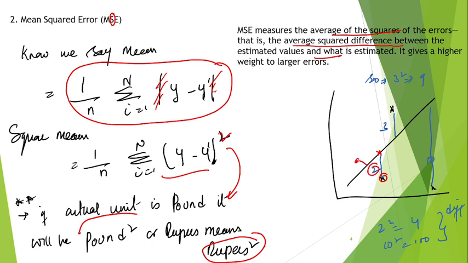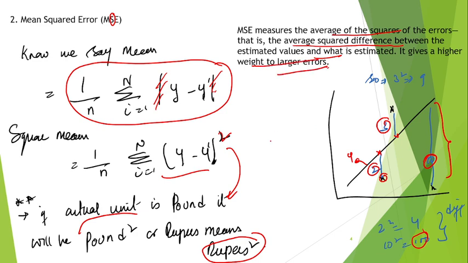If I make it square, 2 will be 4. If it is 3, it will be 9. For this point, it is 100. 10 means it is 100. So we are making that error too big, squaring the difference between the estimated value and the actual value. What is this? It gives us a higher weight for larger errors.